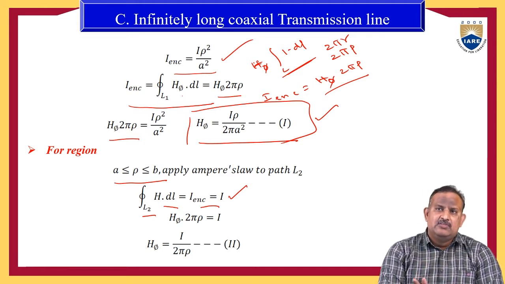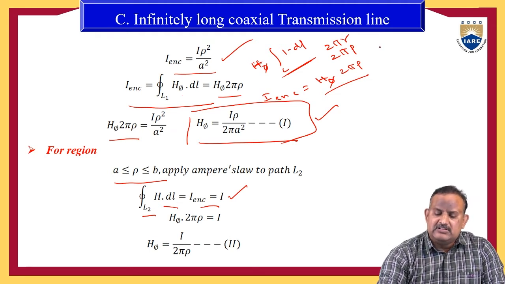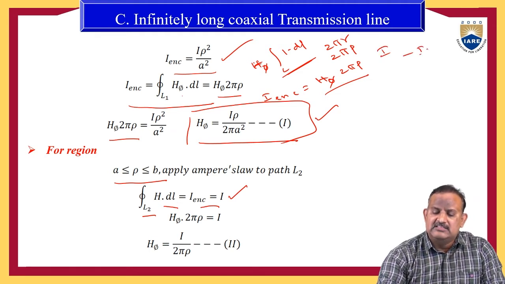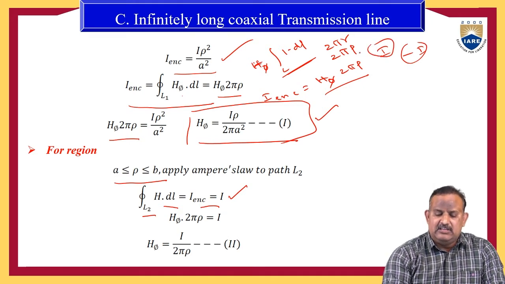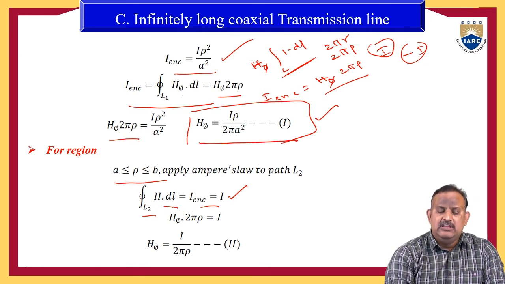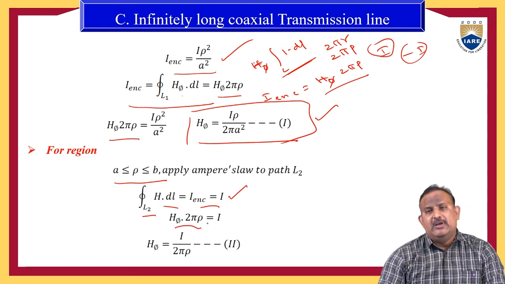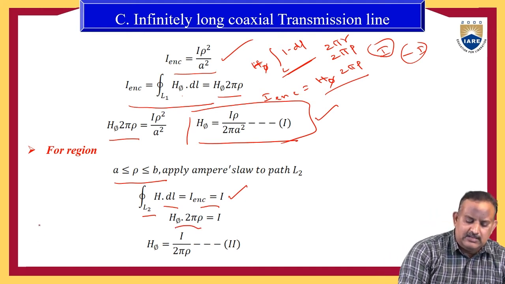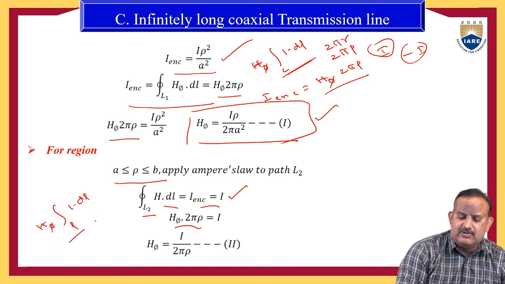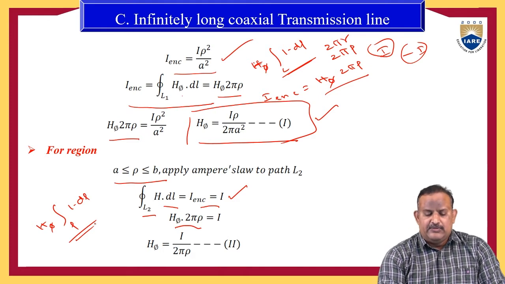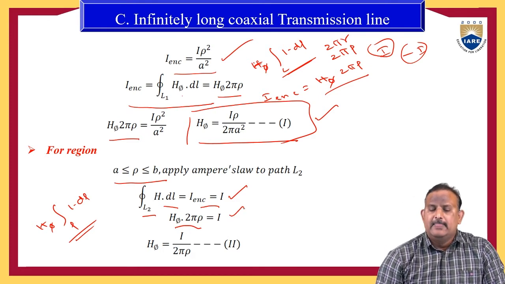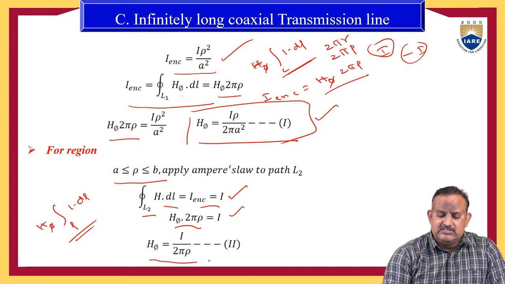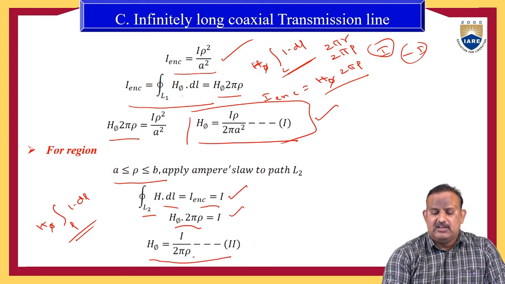There are two conductors now. For the first conductor we have applied a current I. For the second conductor we have applied a current minus I. Because it is the inner conductor which is having the current I, you can assume I enclosed is equal to I. We have already calculated the line integral of H into dl as H phi into the line integral of 1 into dl, and the circumference of the circle is 2 pi rho. Therefore H phi into 2 pi rho is equal to I, so the magnetic field intensity H phi is equal to I by 2 pi rho.